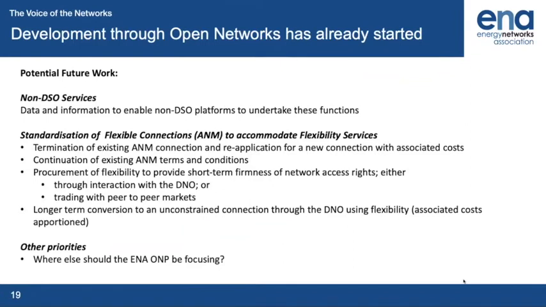The main ask really for this is to see, are these the right areas which Open Networks is focusing on? Are there any improvements that we can make either to the data around active network management and flexibility services? Do we need to provide more of that data or information to support some of the third-party delivery techniques that were discussed on here? Let me just pad for a little while I have a look through some of these questions, if that's okay.